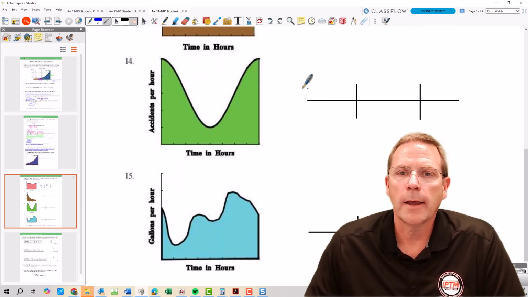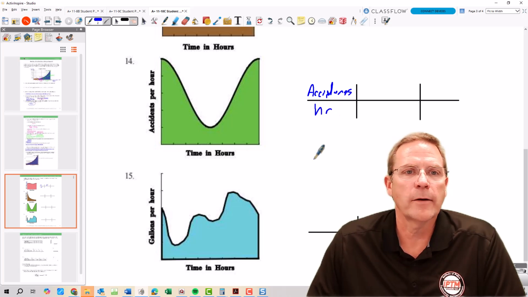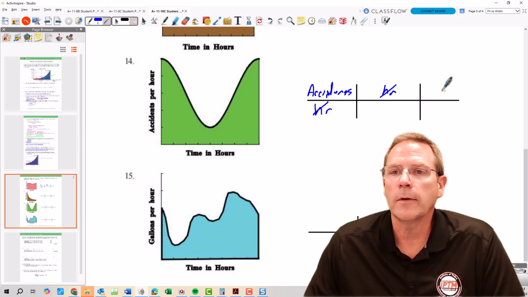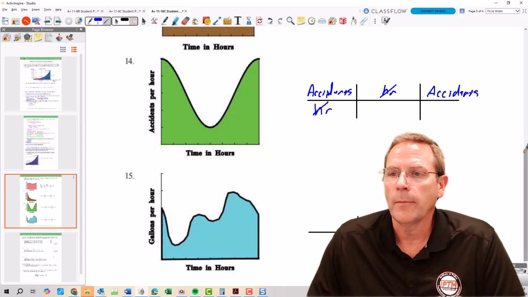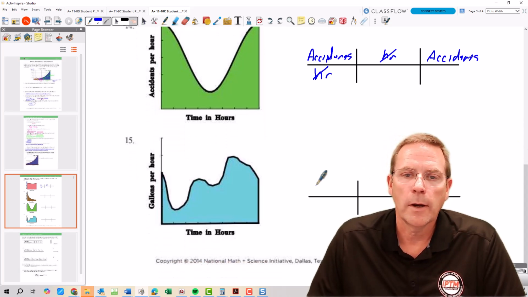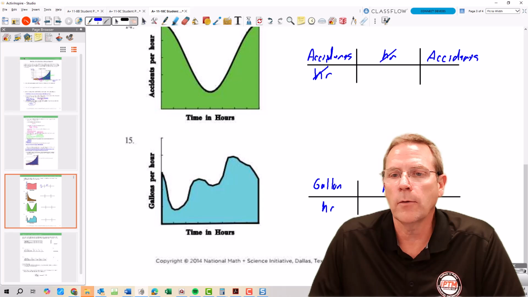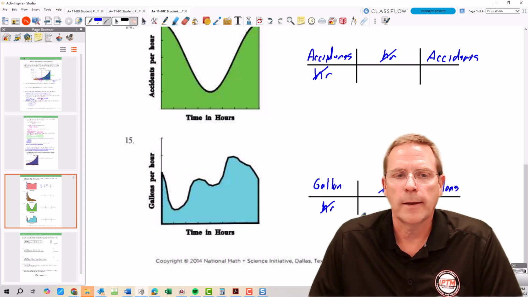For this one, I have accidents per hour. Boy, that sounds scary if they're counting the number of accidents they have per hour times the number of hours. That is going to give you a total number of accidents. And then for this last one here, we're going to have gallons per hour. Would be nice if they did something other than per hour here, just to mix it up a little bit. Once again, your hours divide out, and this one is going to leave us with gallons.